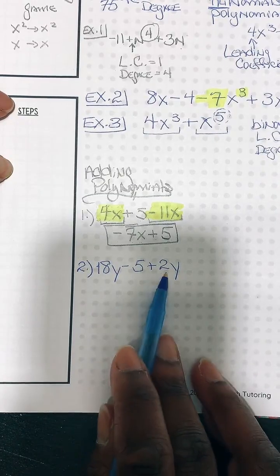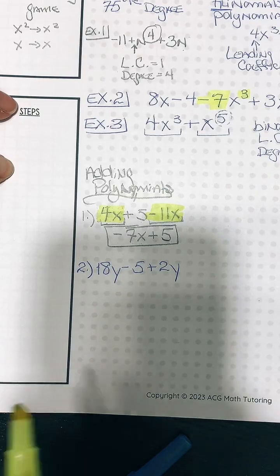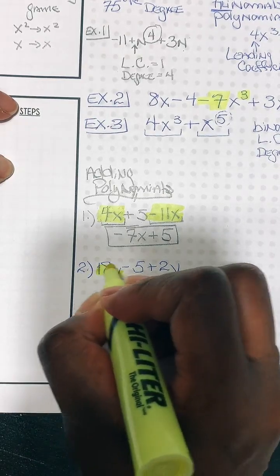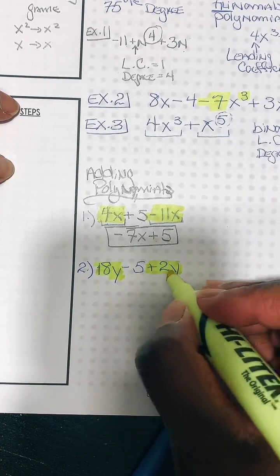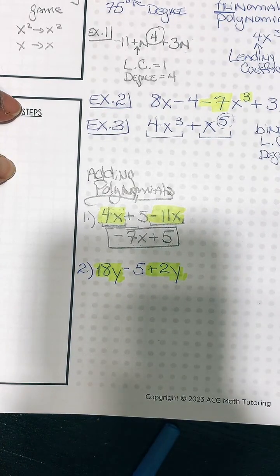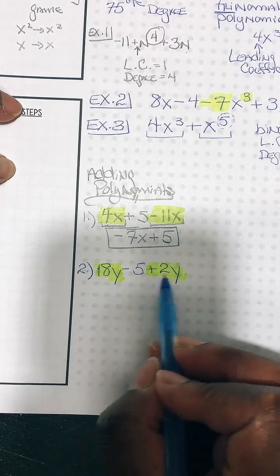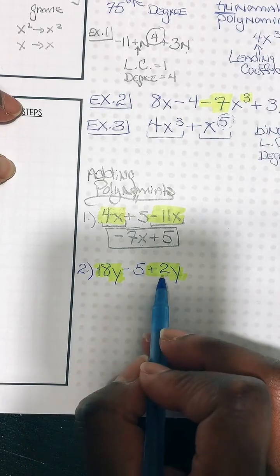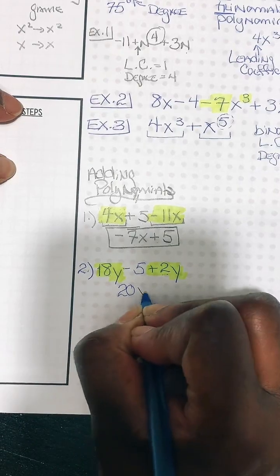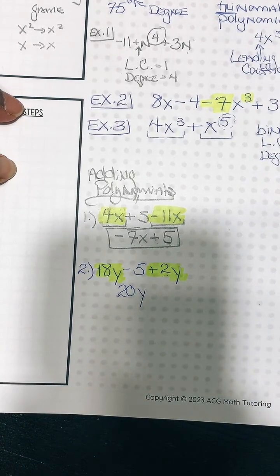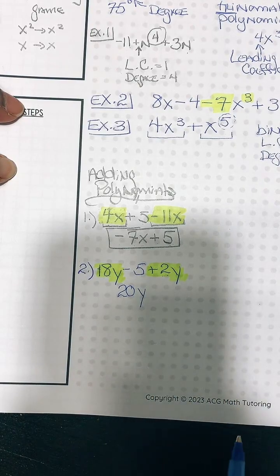So I have two sets of y's. I have one that's a positive 18y, and that matches with this positive 2y. So those are like terms, so I can go ahead and combine those two. 18 plus 2, that gives me 20. So I write my 20 and the y. So now what comes down is my minus 5.